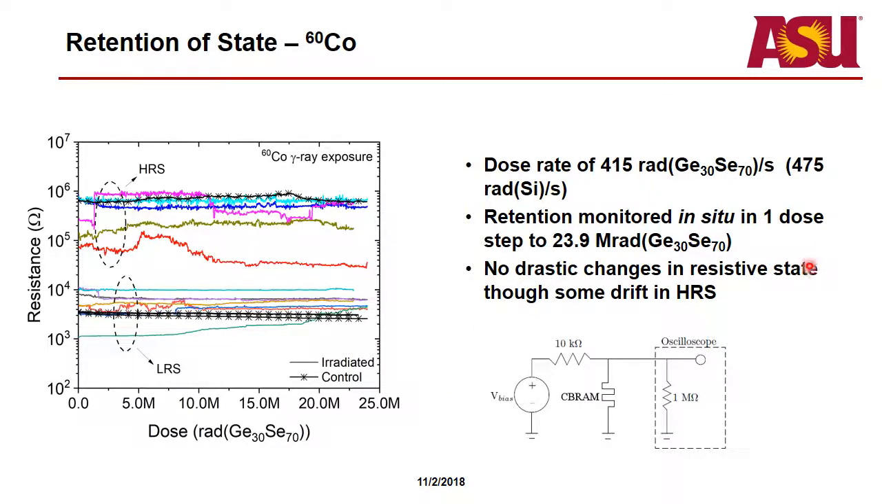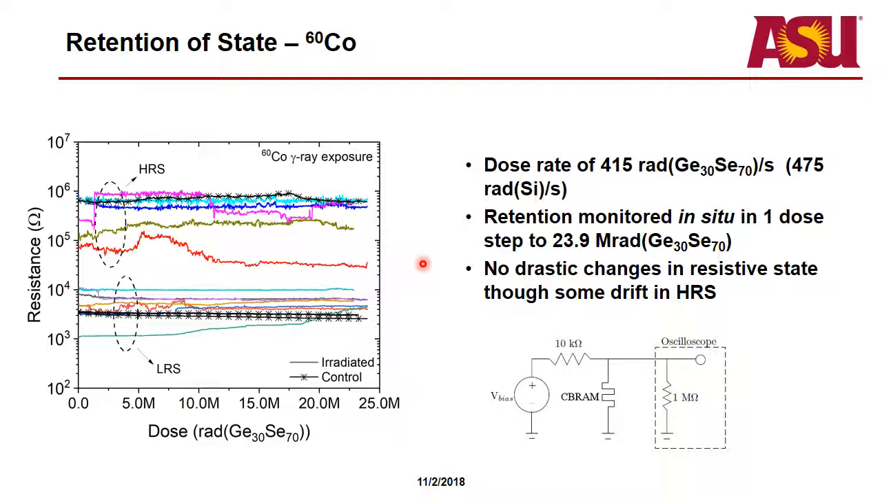So this is all done in one dose step, so we're just observing these effects in situ. For the entirety of the exposure, we got up to about 23.9 megarad of dose in this material system. It's right in the region where we started to see effects for the heavy ion test, but it wasn't actually at about the mean threshold. Ideally, we would have liked to have gone longer. Unfortunately, we didn't have the time on the source to be able to do that.